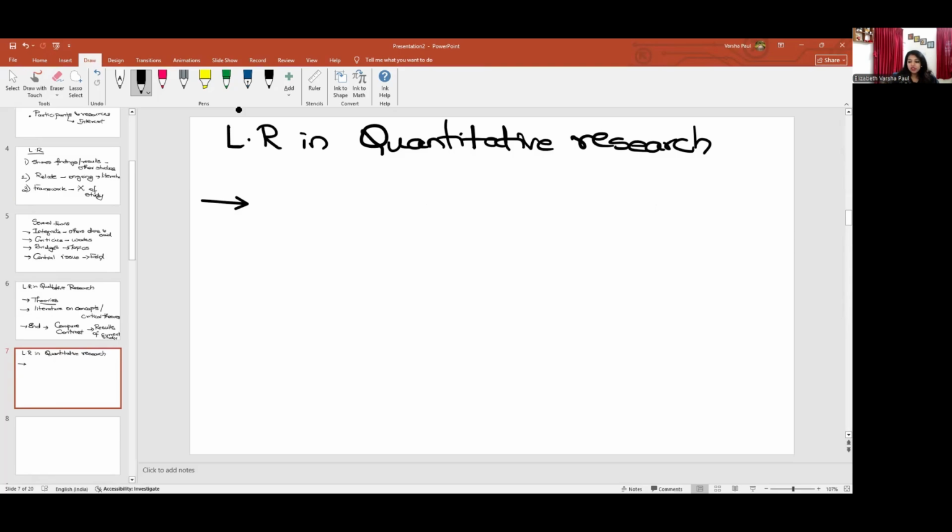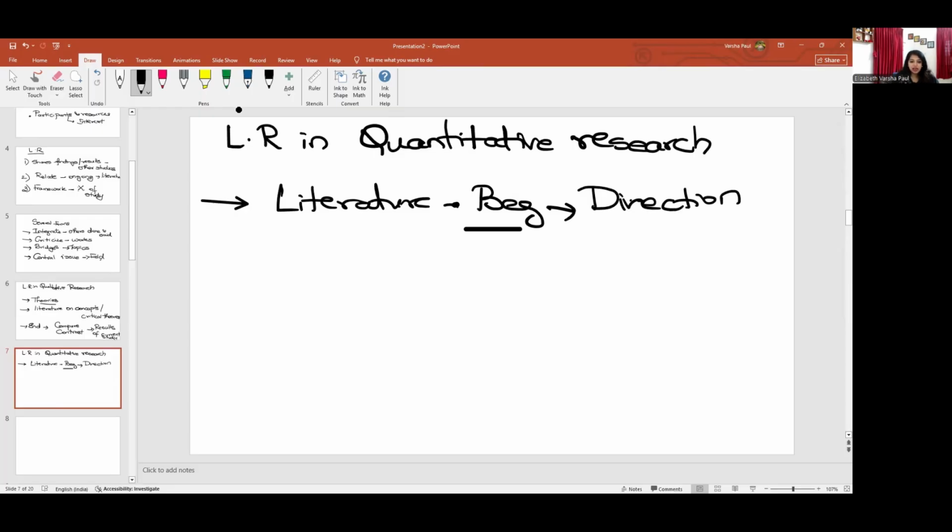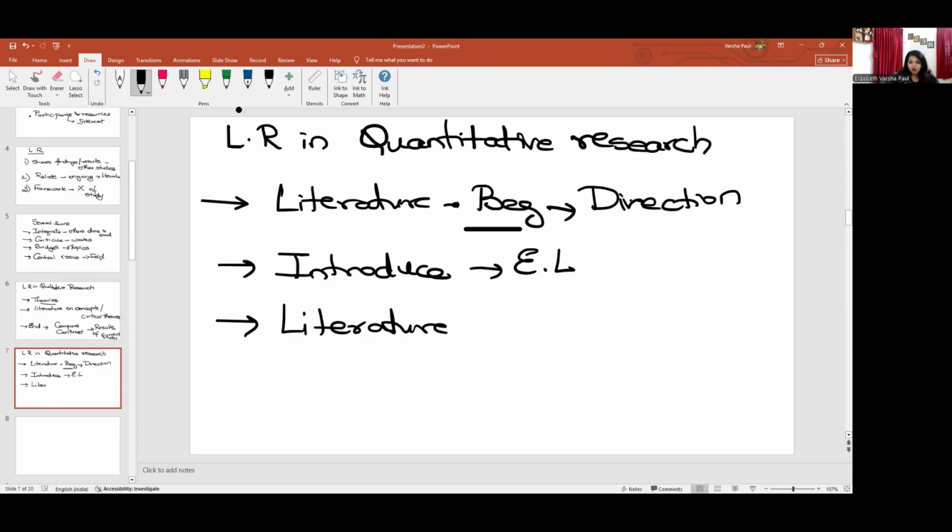In quantitative research, what do they do? Literature, they use at the beginning. It gives you direction to understand the research question and the hypothesis. And generally, in quantitative research, they introduce a problem related to the existing literature. Next, the literature is used again at the end. It helps you revisit the direction that you set at the beginning.